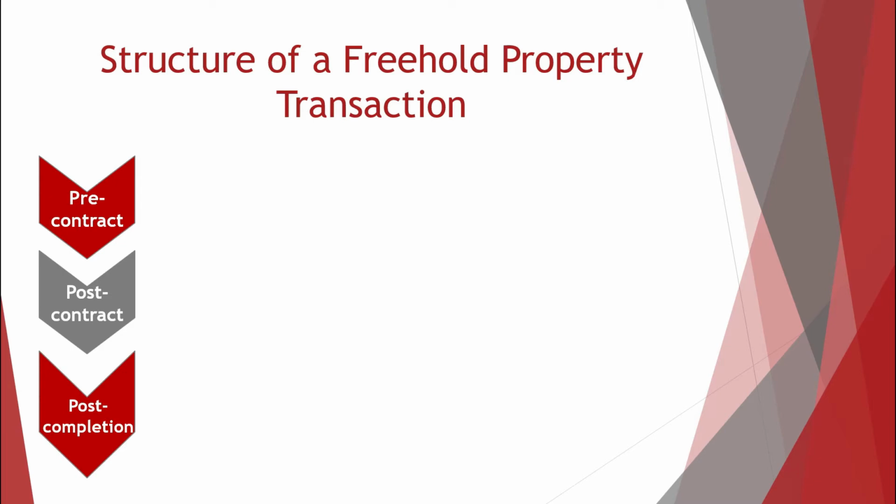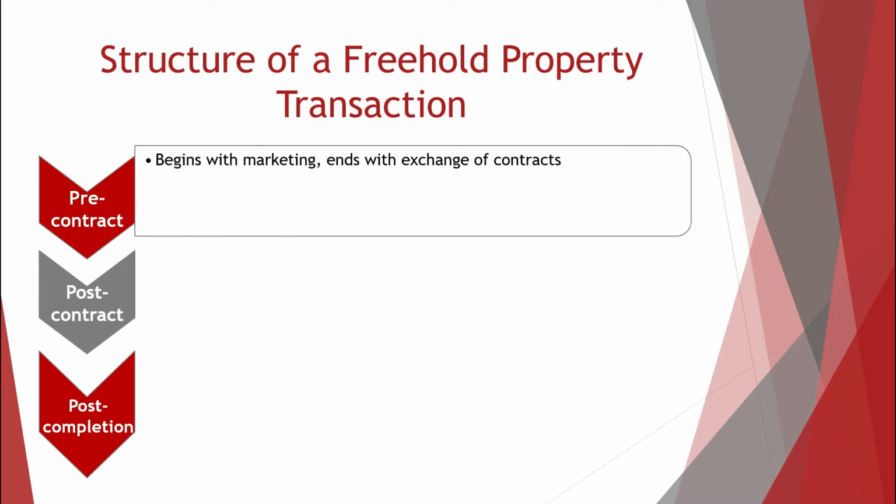Each of the three stages begins with one of the three main milestones in a property transaction: a sale being agreed, contracts being exchanged, and completion of the transaction. The first, known as the pre-contract stage, begins at the point that the property has been marketed, a buyer found, and a sale agreed in principle.